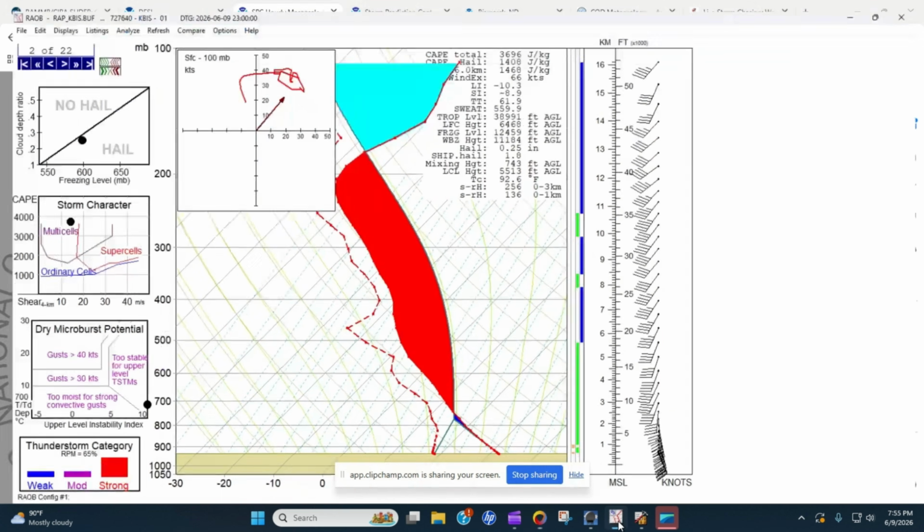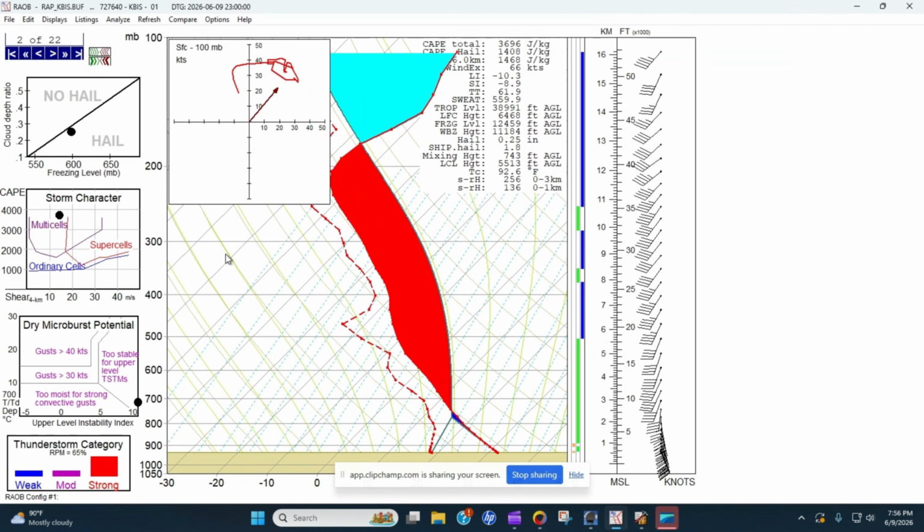Taking a look at the RAP model sounding for Bismarck, North Dakota, this red area here is your CAPE. It's your positive area on the sounding. It's a measure of instability. The CAPE values are 3,600, but that's very, very strong.